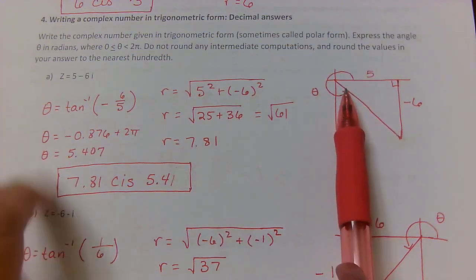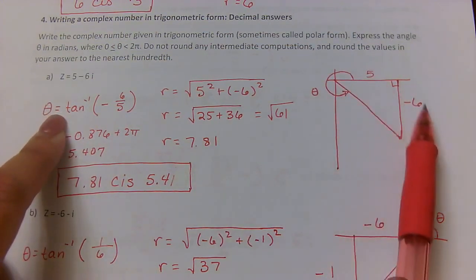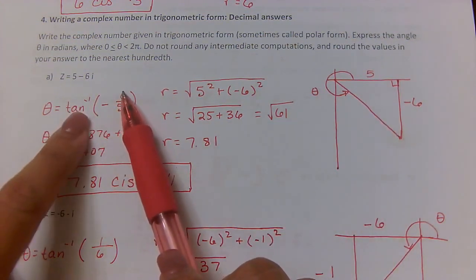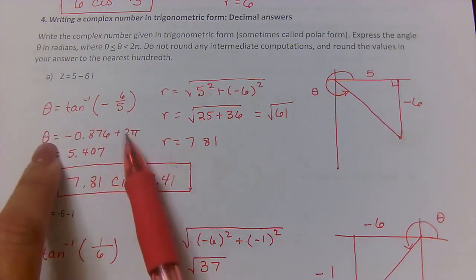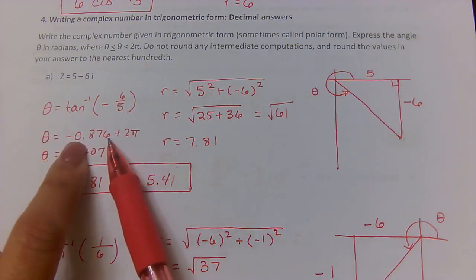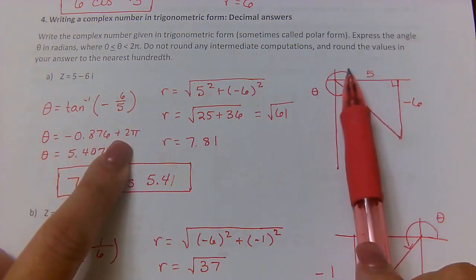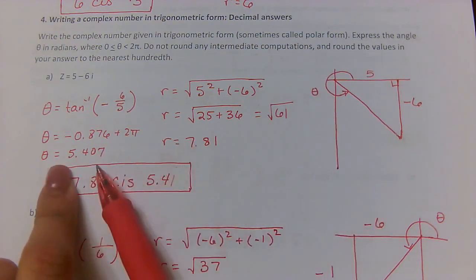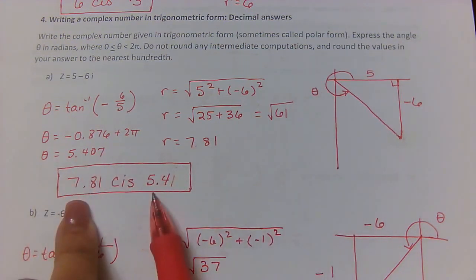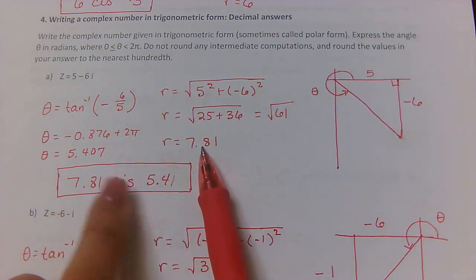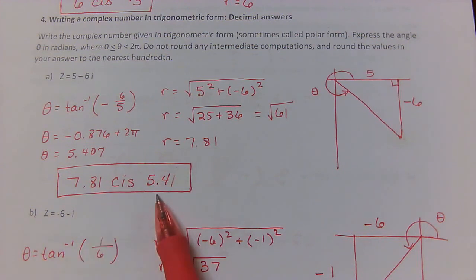In order to find theta, remember you have to use tangent theta is equal to negative 6 divided by 5, so there's my ratio, and then bring tangent over to the other side. Okay. If you remember, when you get your answer to tangent, even though it's in quadrant 4, you have to remember that that's going to be within the restrictions of negative pi over 2 to pi over 2. So we add 2 pi because we want a standard angle. Okay, so here's our standard angle, and then you can go ahead and round to the nearest hundredths. And here I have r, which is 7.81, cis, and then 5.41.